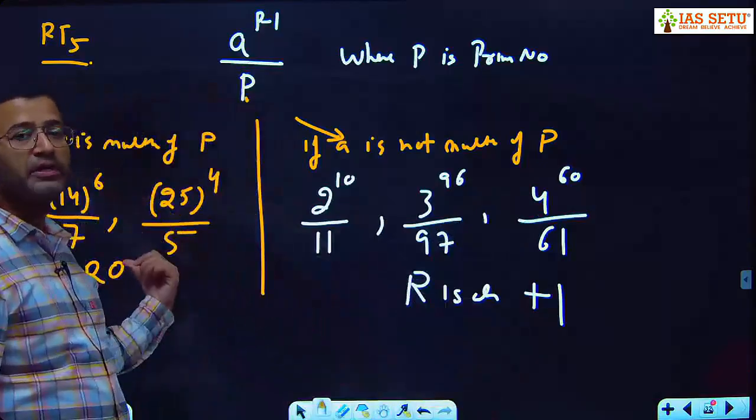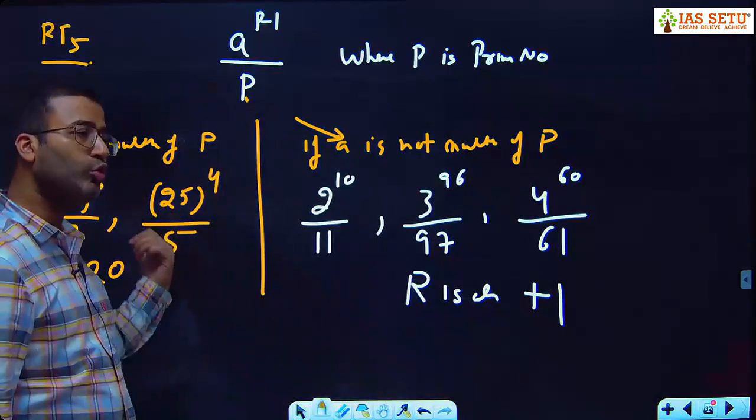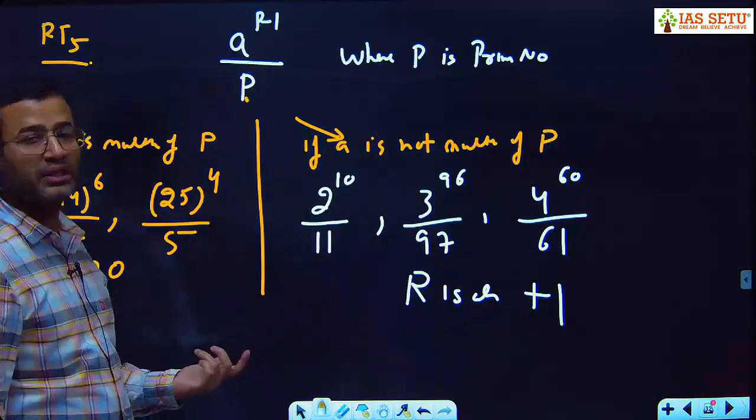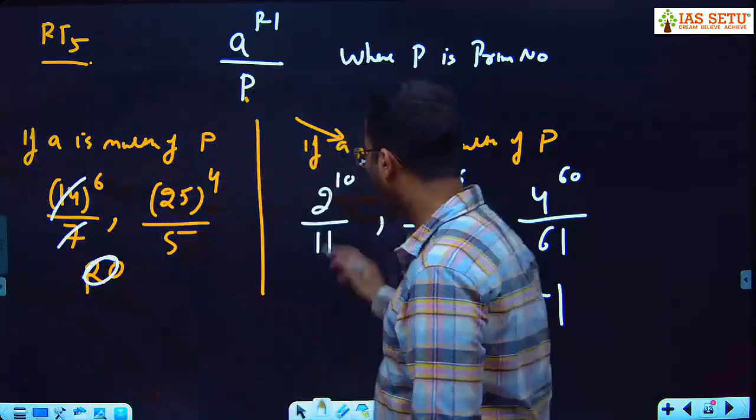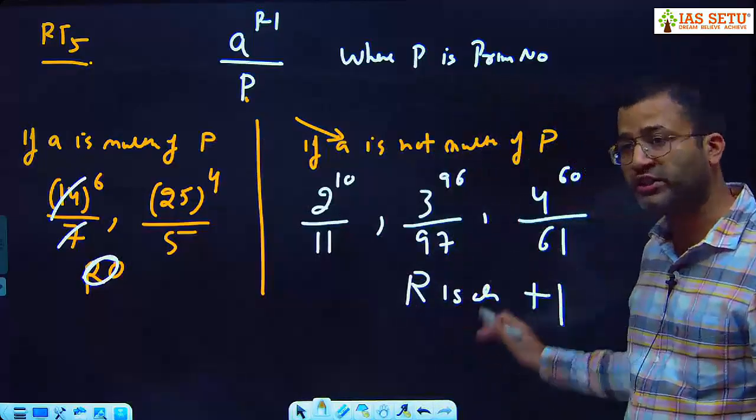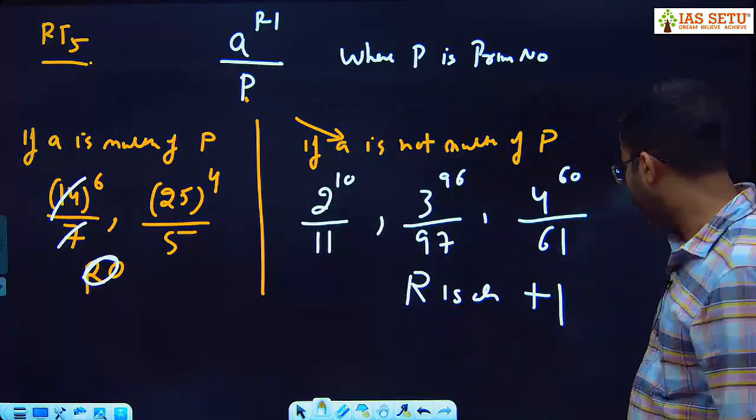और जब a, p का multiple होता है तो remainder 0, क्योंकि वो p से divide हो गया, तो remainder बचा क्या? 14 is exactly divisible by 7, so remainder 0. But in this type of question, remainder is always 1. I repeat, remainder theorem 5 is a factual thing. You have to remember it.